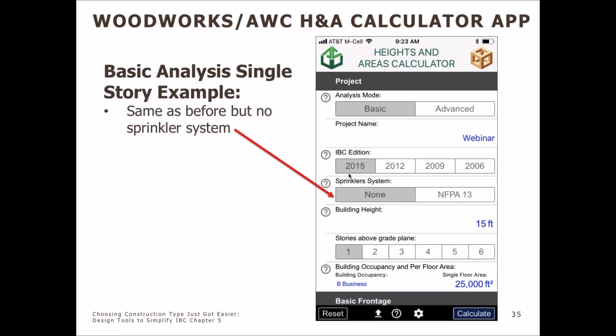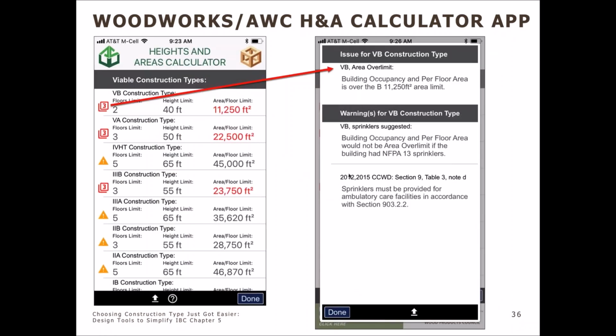So let's run the same exact example, but instead we're going to have no sprinkler system here. Everything else is the same about the building size and the occupancy, but I wanted to run this with no sprinkler system so that we could illustrate what happens when a certain construction type isn't working. So now this should look quite a bit different.